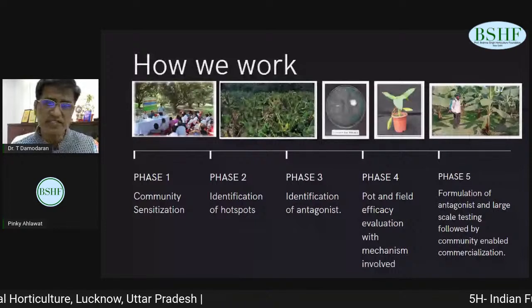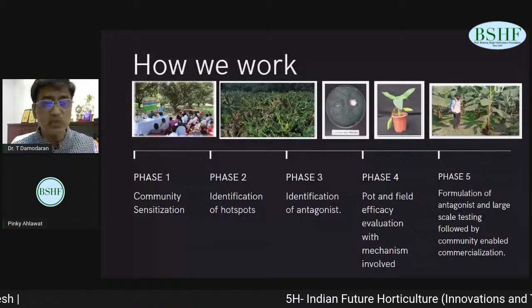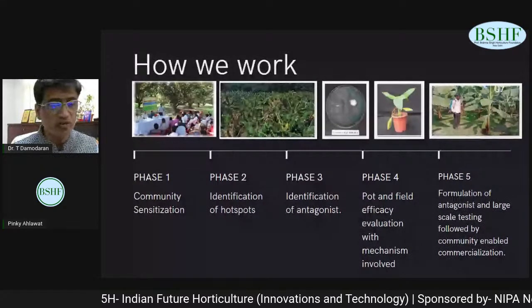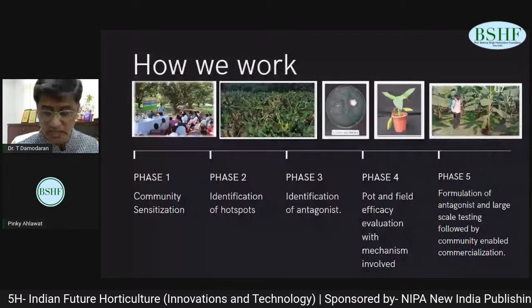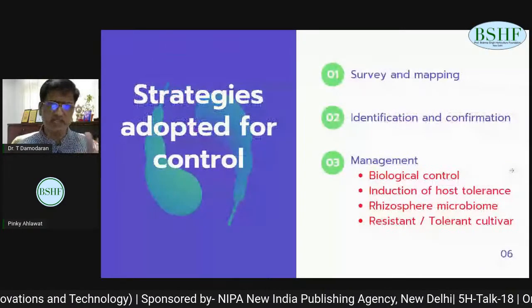And the fifth phase is that once you're formulating the antagonist and large-scale testing, as I told, community-enabled adoption. Because in a country like India, only community-enabled adoption can do it. I will show it in the later slides. So this is a thing we just came up with, a very clear idea.